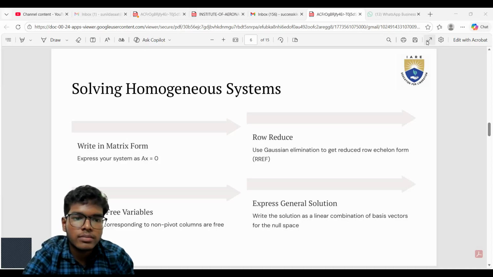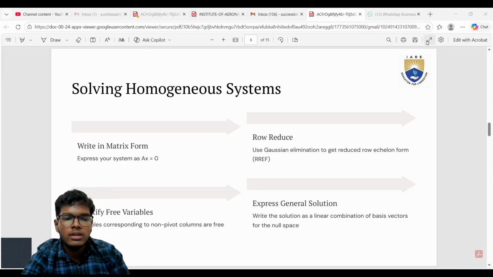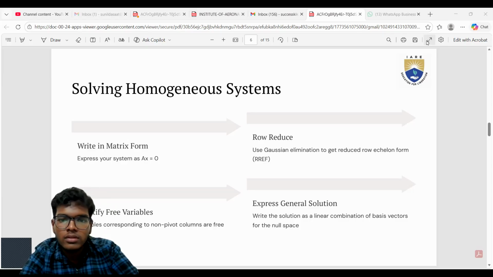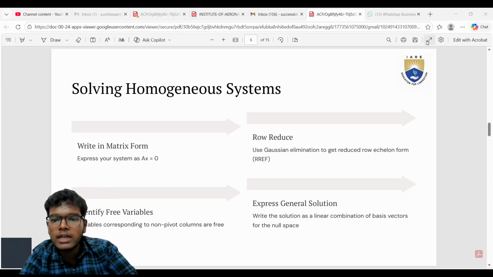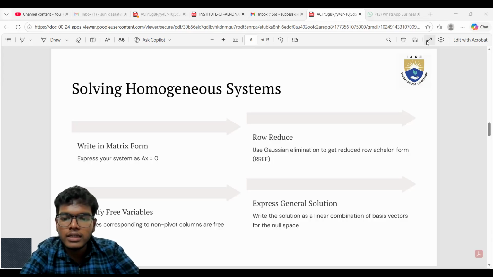Solving homogeneous system. First, we write in matrix form, express the system as Ax equal to 0. Then use Gaussian elimination to get reduced row echelon form, identify free variables, and express the general solution. Write the solution as a linear combination of basis vectors for the null space.